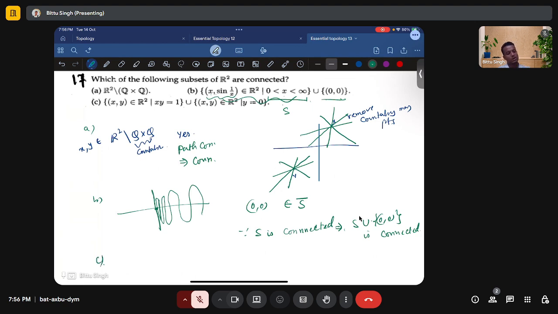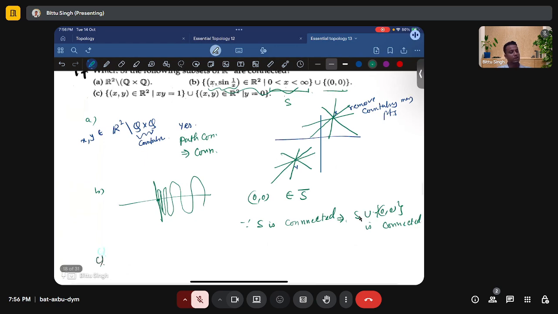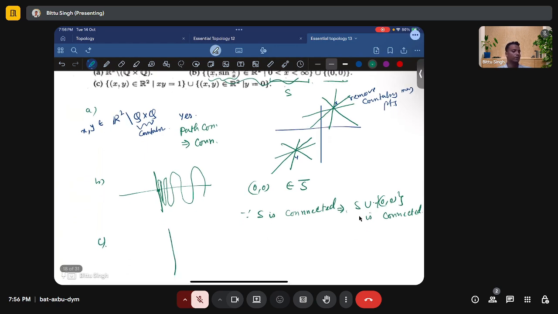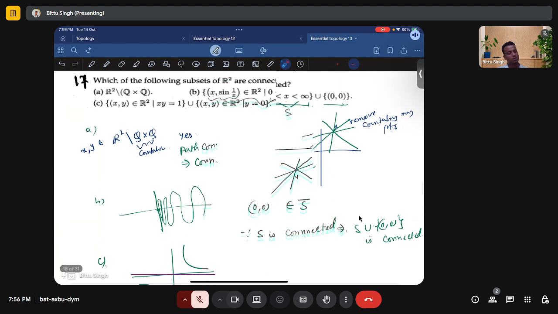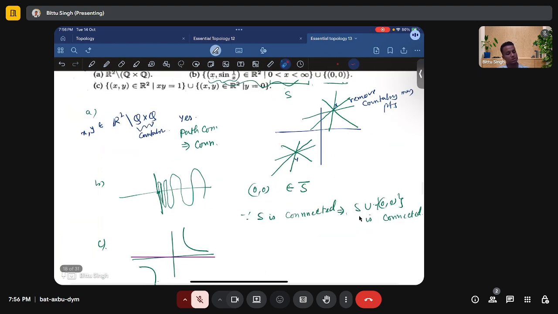What about C? In C, we are considering xy equal to 1, union y equal to 0. Y equal to 0 means the x-axis. It can be easily seen this is disconnected. There are three components, 1, 2 and 3. Three connected components. C is disconnected.